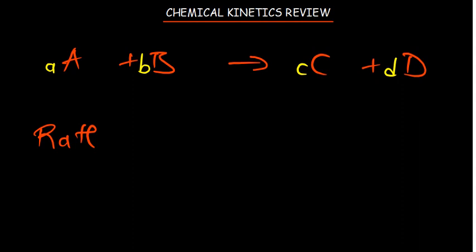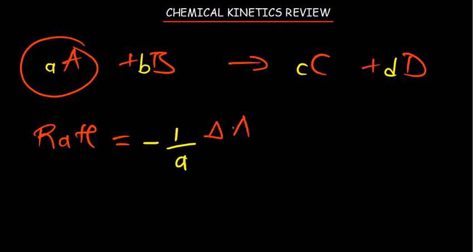So for example, in terms of A as our reactant, it is going to be -1 over a, and then I'll say the change in concentration of A over the change in time. So this is able to give us the rate of the reaction. Now, why do we put a negative?